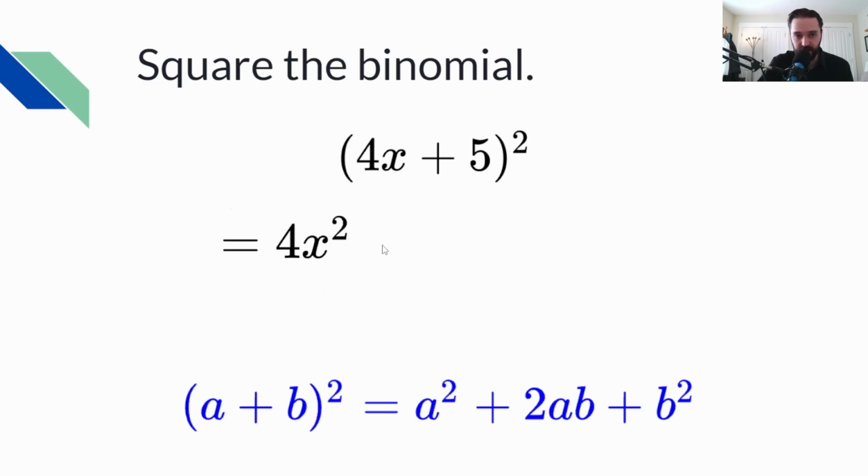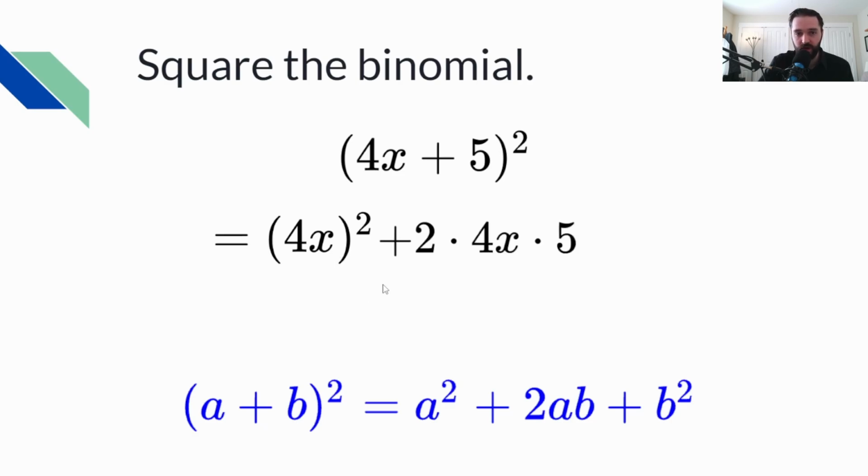And I've just made a mistake here. This is incorrect. I'd like you to pause the video and ask yourself, what's wrong with this? Why is this incorrect? I have a equals 4x, so if we're squaring a, we need to include parentheses here. We're going to square 4x here. So we get (4x) squared plus 2ab, so plus 2 times 4x times 5. And then plus b squared. So we're going to add 5 squared to this.